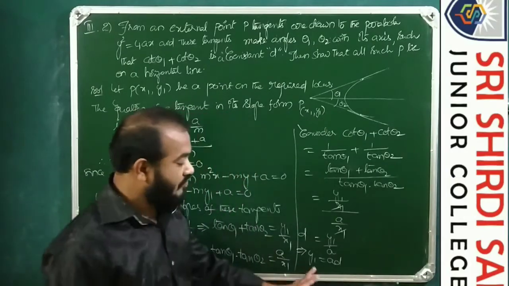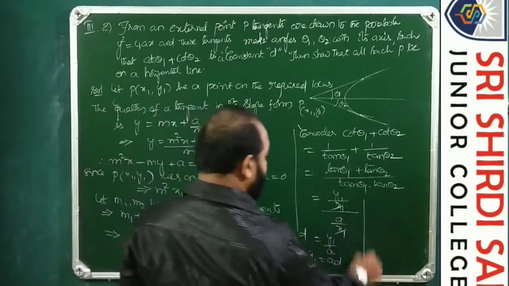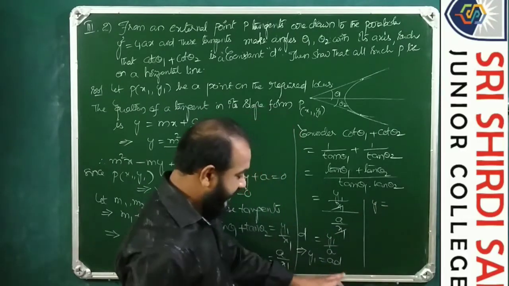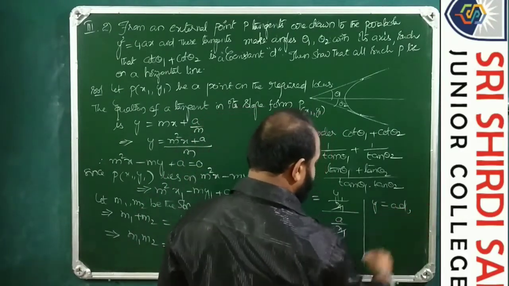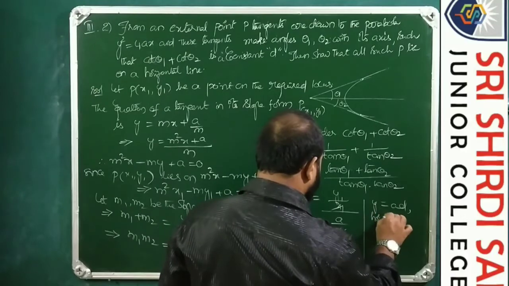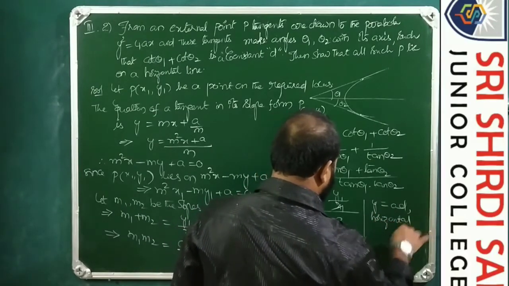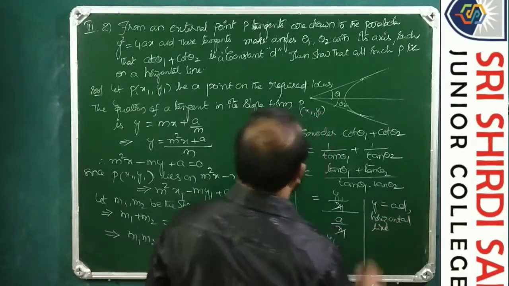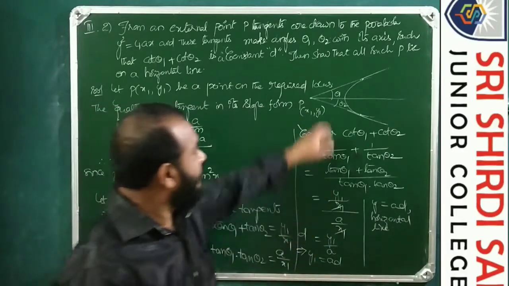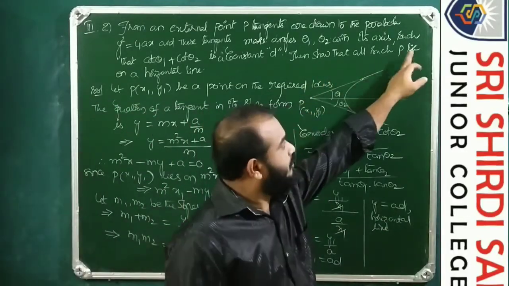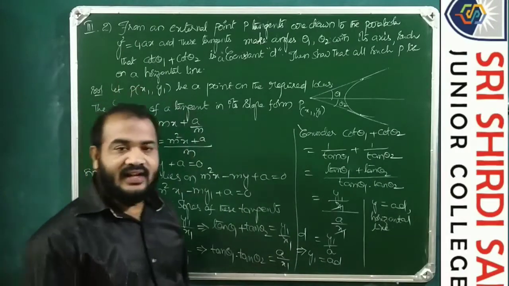Therefore the locus of P x1 y1 is y equals to ad, which is a horizontal line. Therefore all such P lie on a horizontal line.